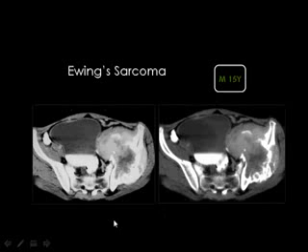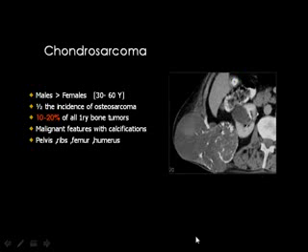Then one of the rules that I used to say is whenever you see a destructive lesion in the pelvis, if this patient is in the pediatric age group, suspect the possibility of Ewing sarcoma. If he is an adult, suspect the possibility of metastatic disease. A destructive lesion in the pelvis, especially if it is associated with bone sclerosis in the pediatric age group, is highly suggestive of Ewing sarcoma.